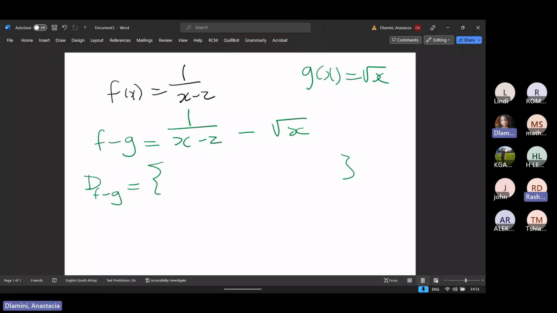x is an element of the real numbers such that x must not equal 2. So x must not equal 2 and x is greater than or equal to 0. Why? You got it very fast. Why did you do this? Why didn't it take you time?